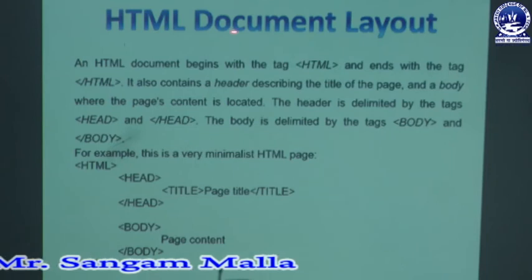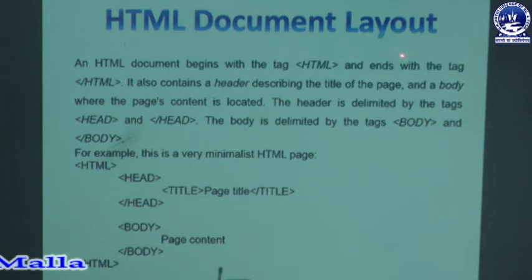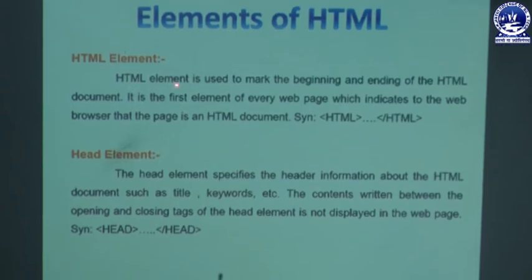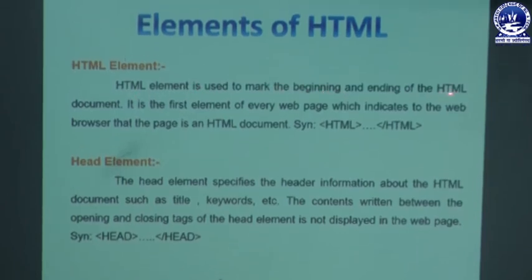So this is all about your HTML document layout. Next, moving to the next part, what are the other elements of HTML? First one is your HTML element. So what do you mean by an HTML element? The HTML element is used to mark the beginning and ending of the HTML document. It is the first element of every web page, which indicates to the web browser that the page is an HTML document. For example, in syntax, it has an HTML start tag and an HTML end tag.